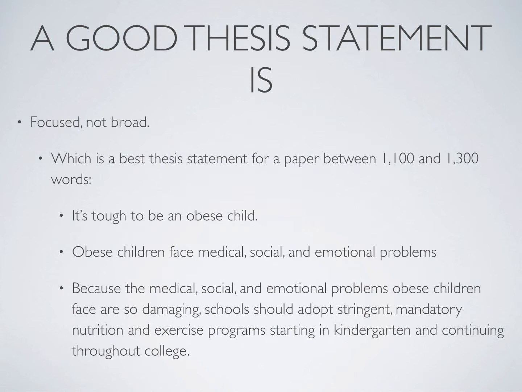How about the next one? Because the medical, social, and emotional problems obese children face are so damaging, schools should adopt stringent, mandatory nutrition and exercise programs starting in kindergarten and continuing through college. That seems to be pretty focused. It does, and it seems like it. You could provide reasons for that within 1,300 words. So I think this is a good one.